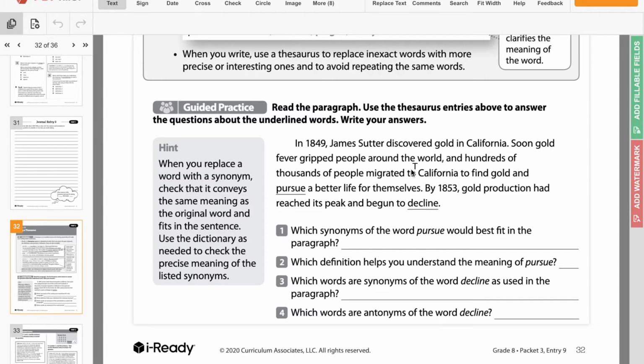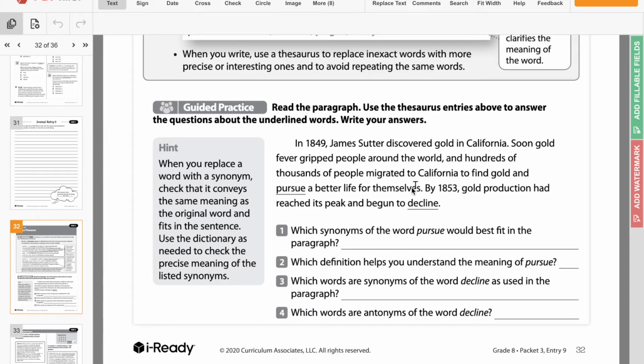It says, hint, when you replace a word with a synonym, check that it conveys the same meaning as the original word and fits in the sentence. Use the dictionary as needed to check the precise meaning of the listed synonyms. So in this little passage, it says, in 1849, James Sutter discovered gold in California. Soon gold fever gripped people around the world, and hundreds of thousands of people migrated to California to find gold and pursue a better life for themselves. By 1853, gold production had reached its peak and begun to decline. Which synonyms of the word pursue would best fit in the paragraph?